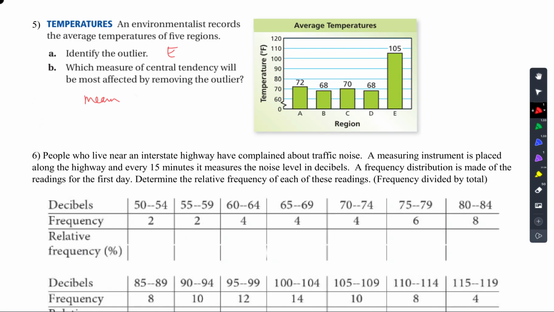I guess you could say 105. That's okay. Okay, so E or 105. I guess you could say 105 too. How was she making you do that? Okay, so that's the outliers, right?